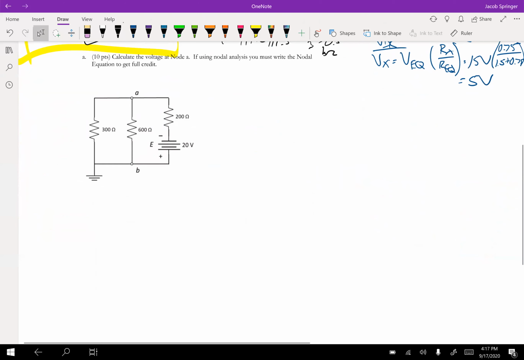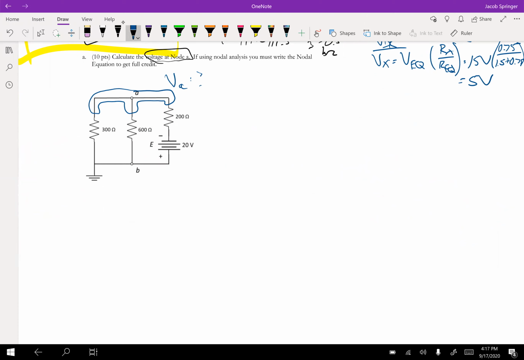For the voltage, there's probably 4 obvious to me, 4 different ways to do this. There's probably even more than that. There's always more than one way to solve for these circuits. And all we're told is to calculate the voltage at node A. So let's identify first, what is node A? All of this is node A. And what I'm searching for is the voltage at A.